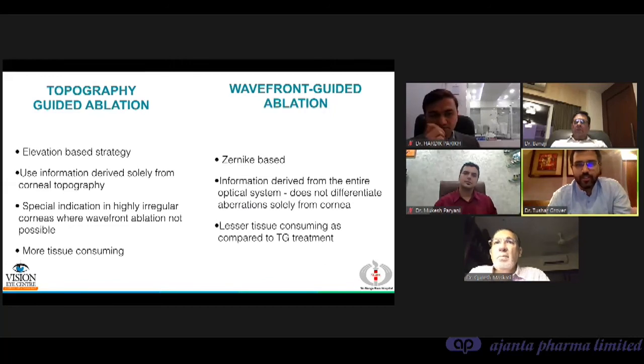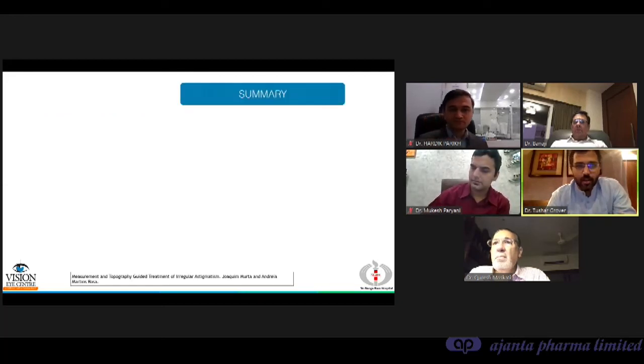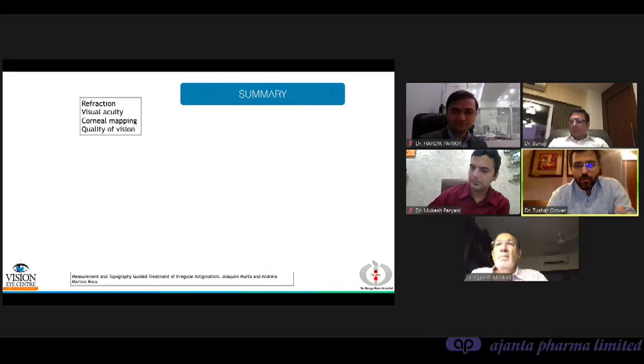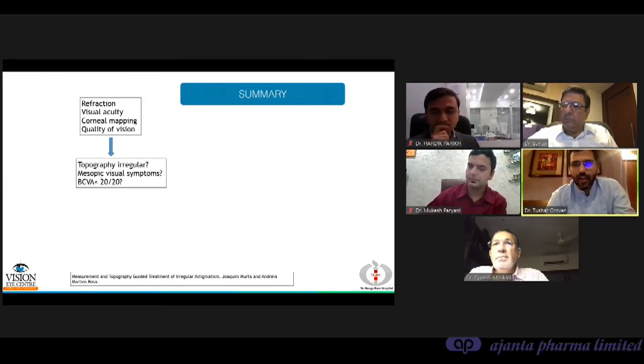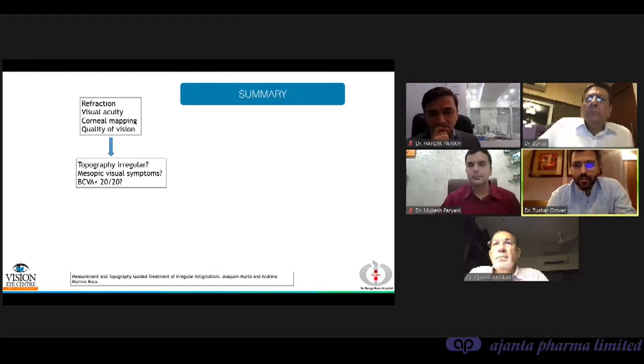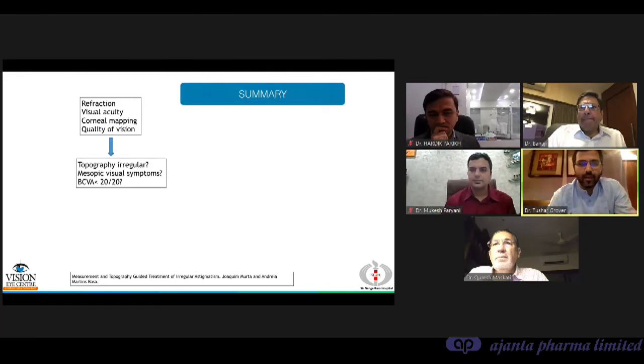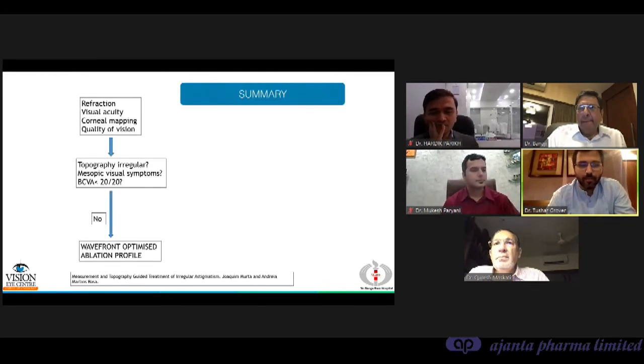Both these treatments have extremely different approaches. Both lead to extremely good outcomes, but both of them consume more tissue than conventional treatment, and also as compared to wavefront optimized treatment. So just to summarize what I just spoke, when you evaluate a patient preoperatively for LASIK or PRK, you should also look at whether the topography is regular, if there are any visual symptoms with the mesopic pupil, and if the best corrected visual acuity is not 6/6. If all of these things are normal, then a wavefront optimized approach works pretty well, because there is nothing irregular in the optical system or in the cornea that you need to correct additionally.